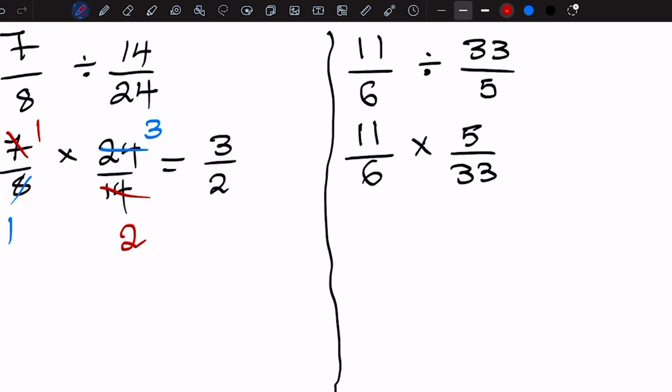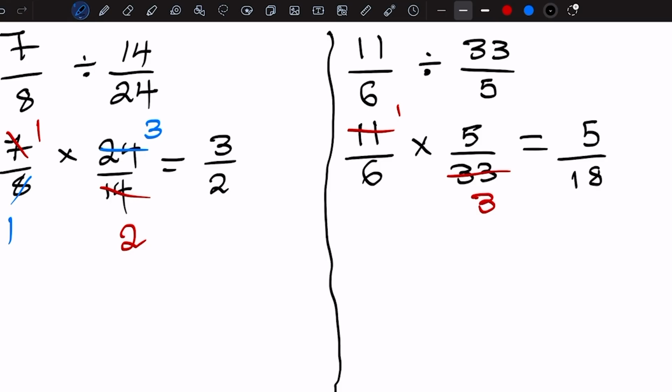So let's simplify that. 11 into itself goes 1 time. 11 into 33 goes 3 times. So nothing else can be simplified. So we just have to work with what we have right here. So 1 times 5, that's 5, and then 6 times 3, that's 18.